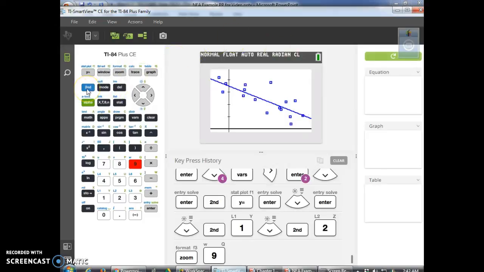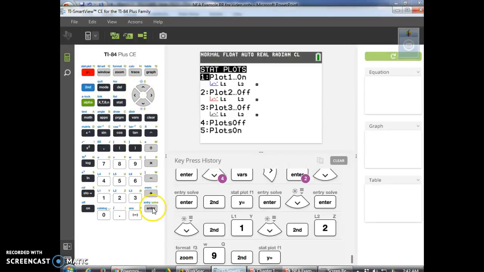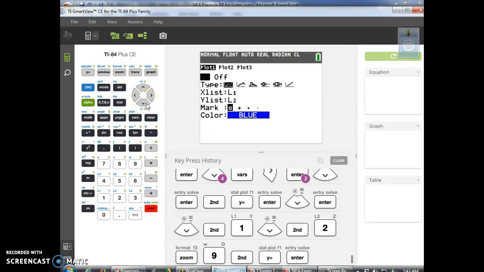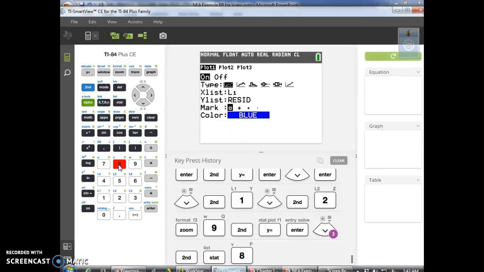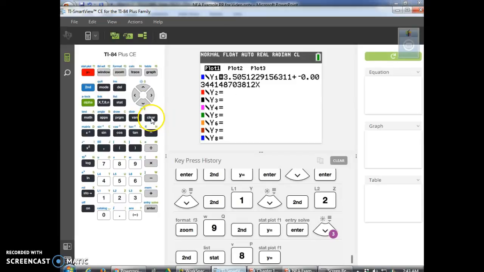So the next thing I'm going to do is go back into my plots. And the only thing I have to change is list 2. Because I don't want x versus y now. I want x and I want it versus my residuals. So now I'm going to go in and grab my residual file. It's a list. So do second stat and it pulls up your list. And you can see for me it's option 8. Now the other thing I want to do is turn off the linear function, the actual linear regression output there, because I don't want that cluttering up my residual plot.